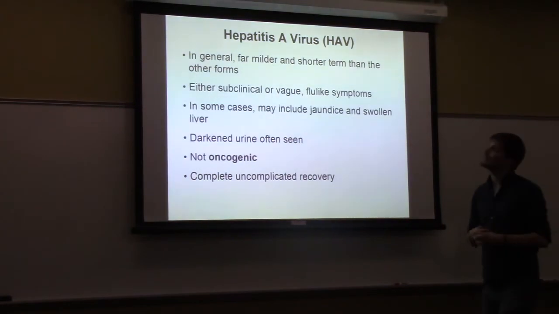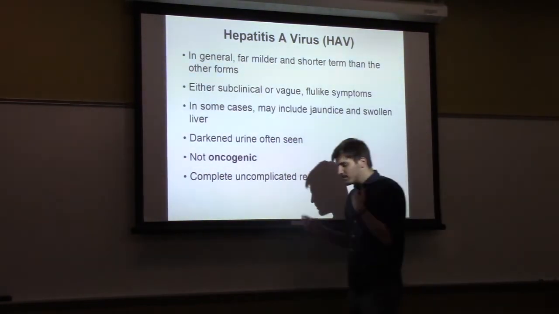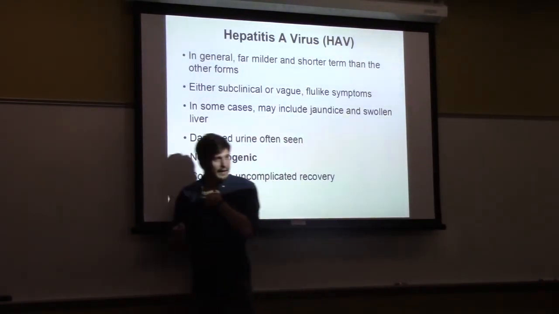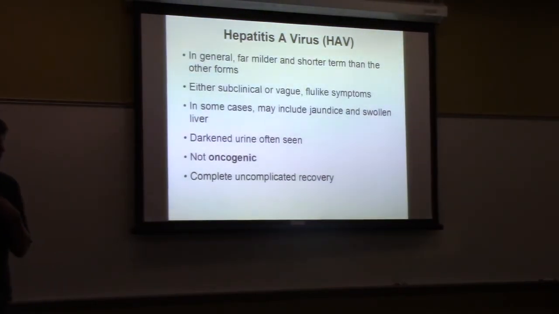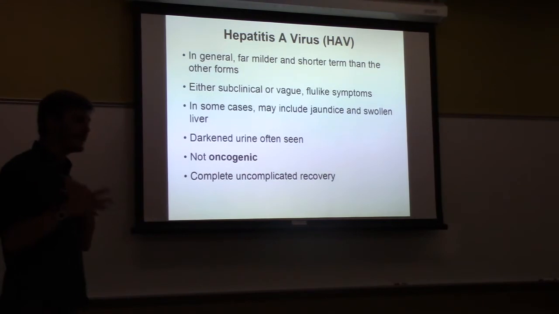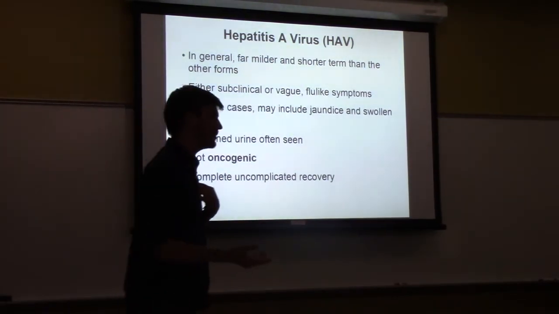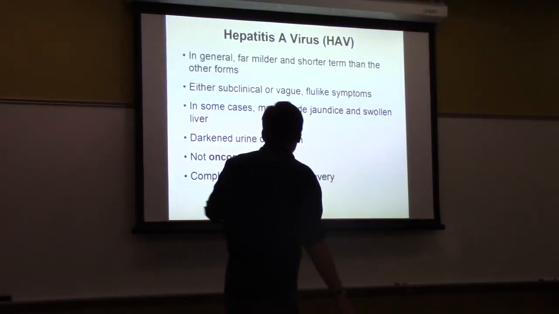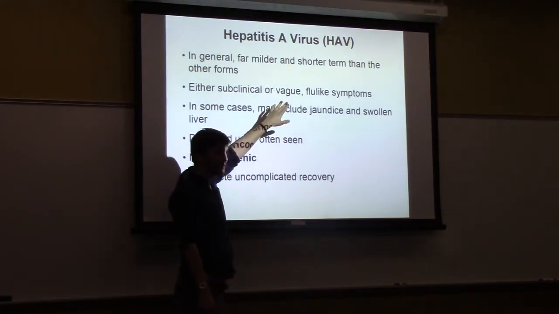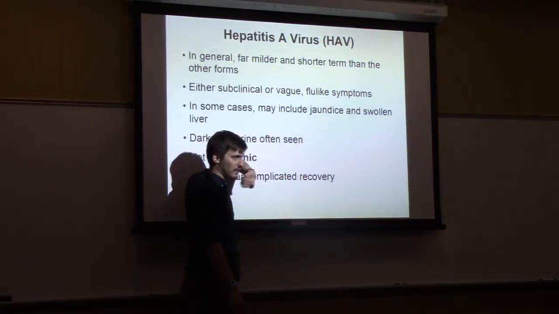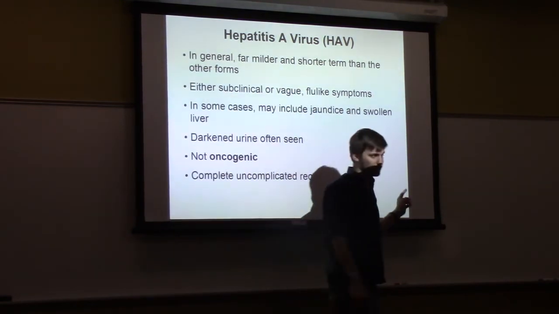So there are 3 viruses that can cause hepatitis. The first one is Hepatitis A, and this is the only one that can be transmitted through the fecal-oral route. Okay? So you get this from eating contaminated food items, usually. In general, this is the milder and the self-limiting hepatitis. Okay, so if you're going to get one, this is the one you want.